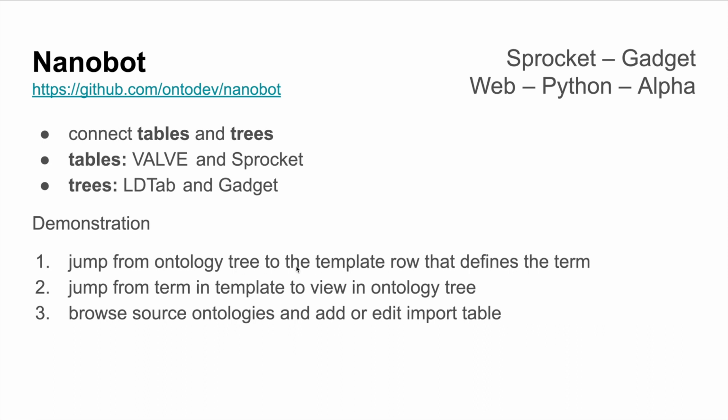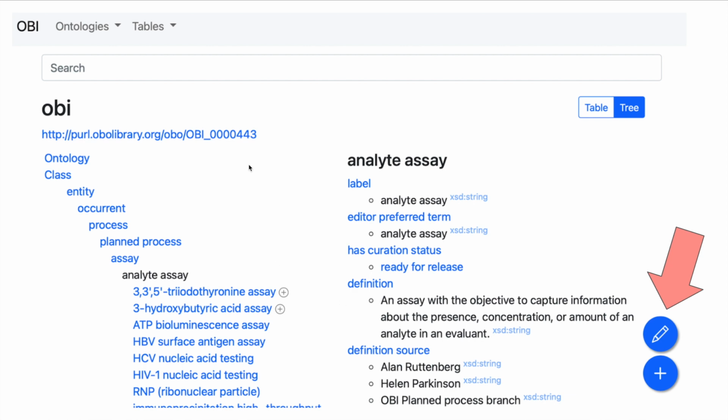So I'm going to show you a few different things that you can do with this. One of them is to start with an ontology tree and then jump to the template row that defines that term. And another one is to browse source ontologies and then add or edit the import table that controls what's being imported.